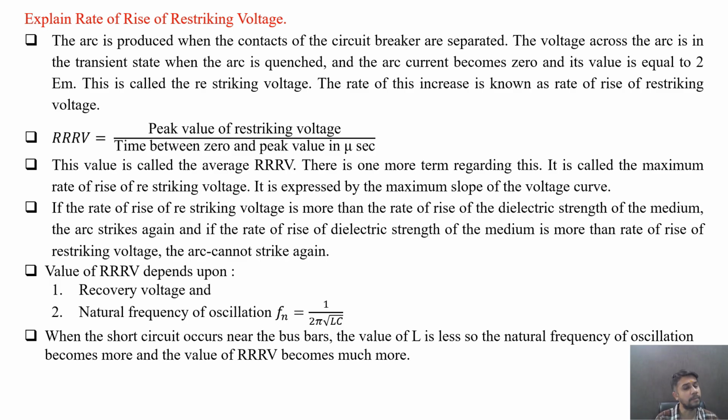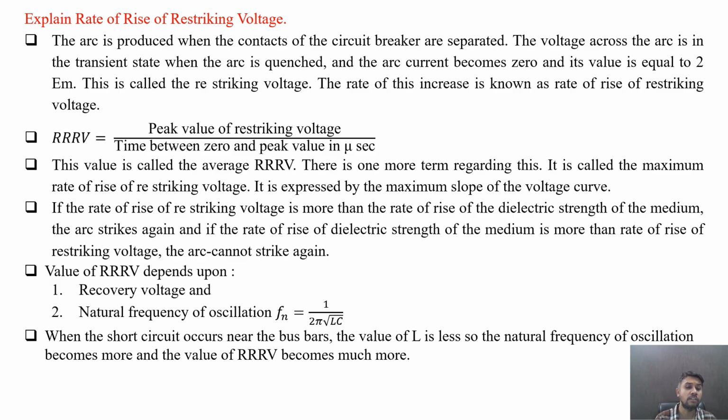This value of RRRV depends upon the recovery voltage, that is the value of the voltage when the arc is just quenched at the natural zero current value, or forcefully when the arc current becomes zero.